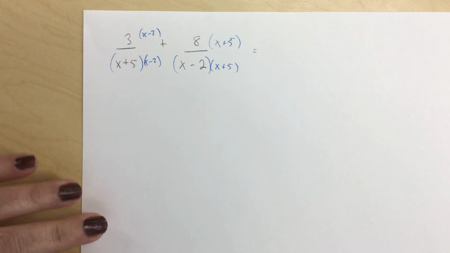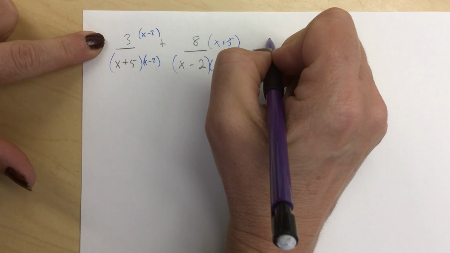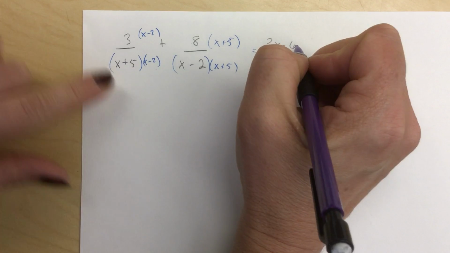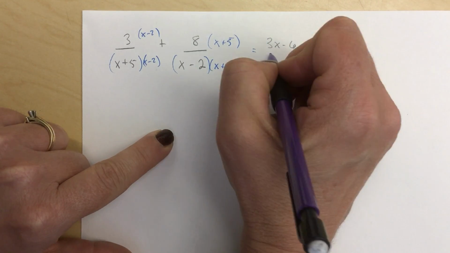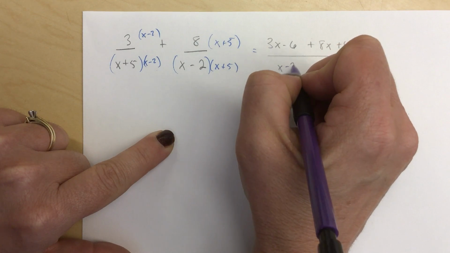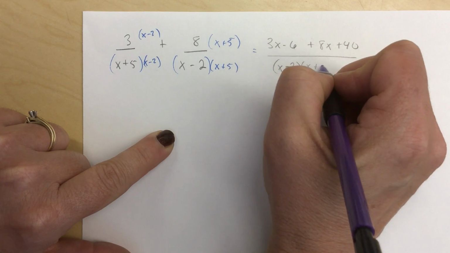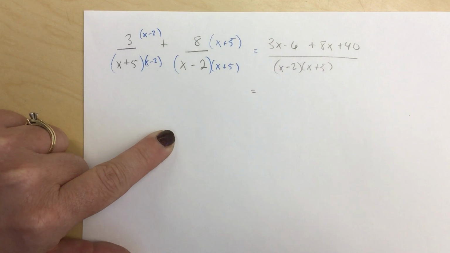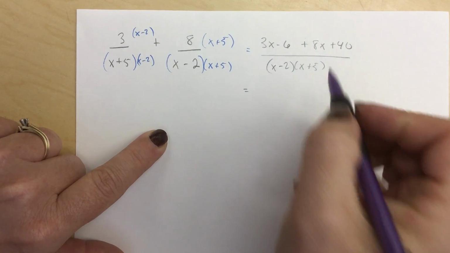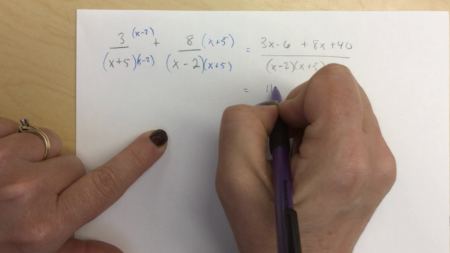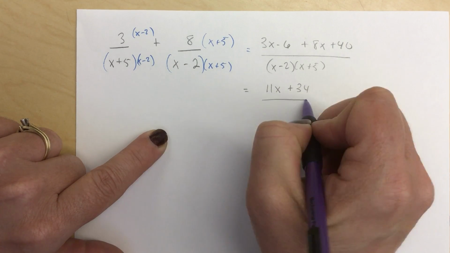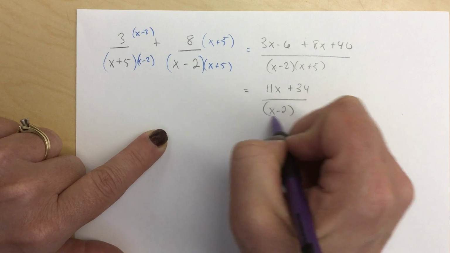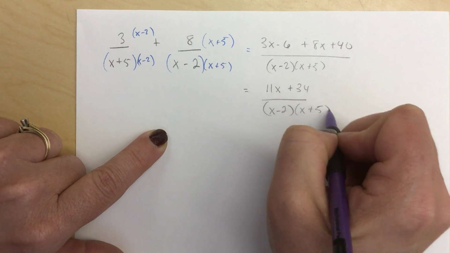So then my numerator will be 3x minus 6 plus 8x plus 40 over x minus 2 times x plus 5. If we combine like terms, 8 plus 3 is 11, so we have 11x. 40 minus 6 is 34 over x minus 2 times x plus 5.